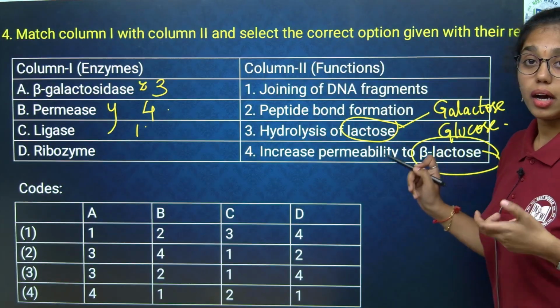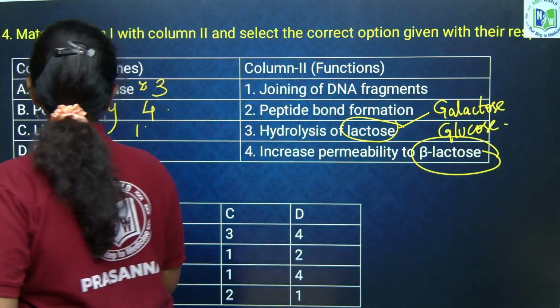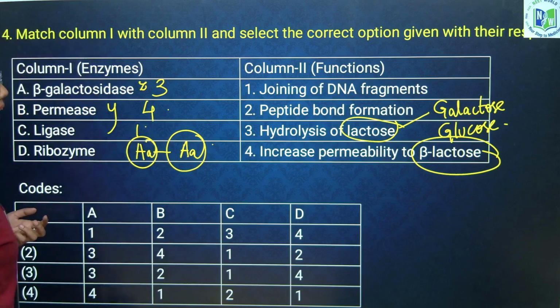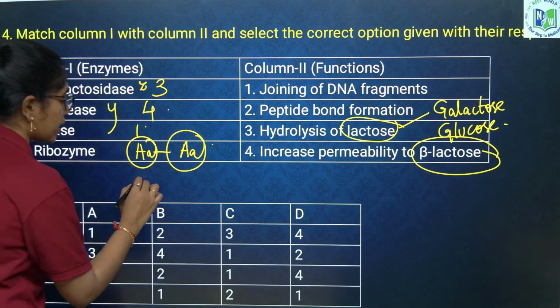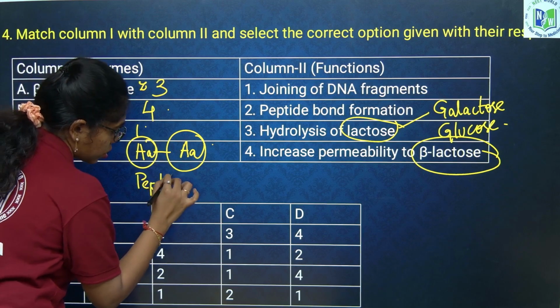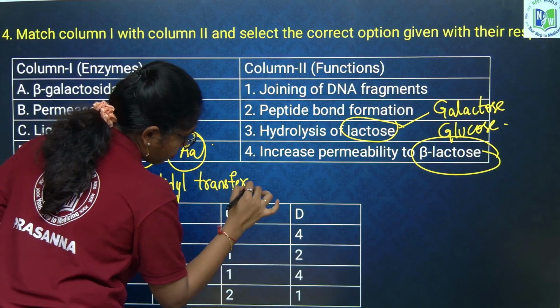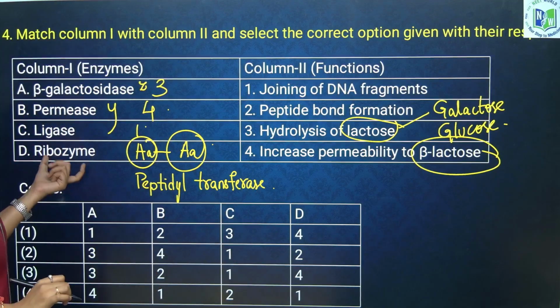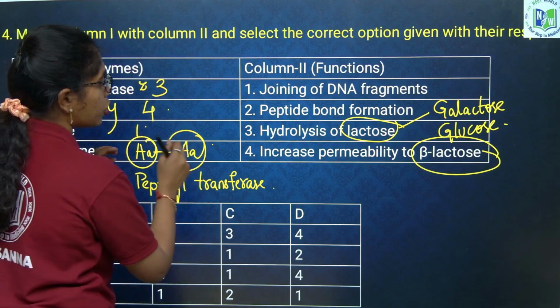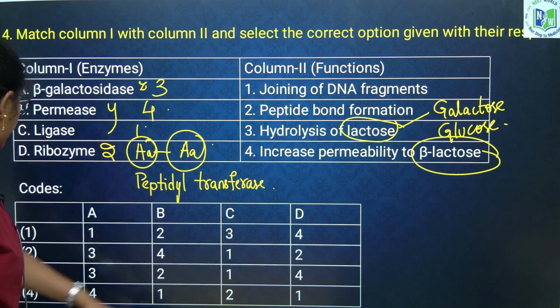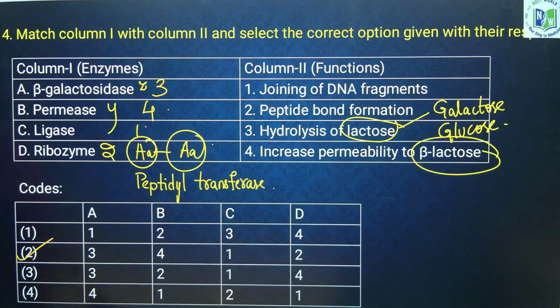Ribozyme will play a catalytic role in joining the amino acids, and it will release an enzyme, that is peptidyl transferase. It is what? Peptidyl transferase. So, this is the enzyme that ribozyme will provide. It will join the amino acids and make the peptide bond. So, here it is option 2. If you look into the options cleanly, A is 3, B 4, C 1 and D 2, it is option 2 is the correct answer.